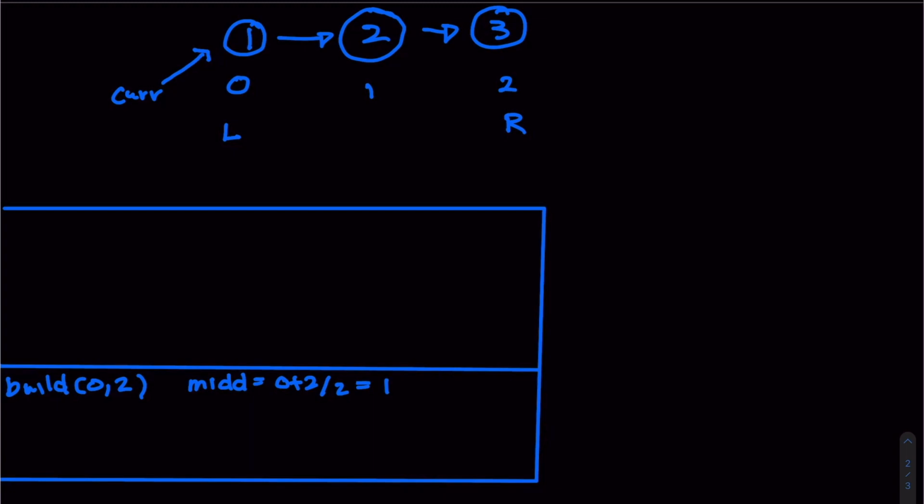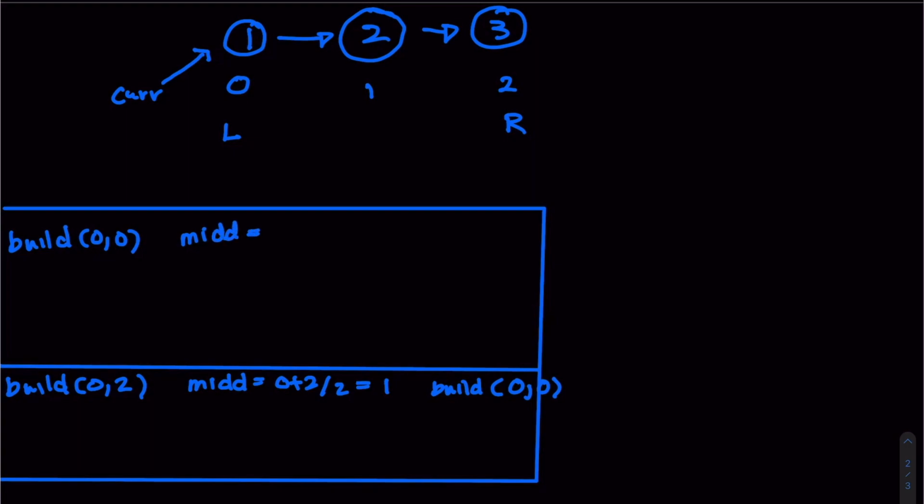And now what we'll do is make a call to build on the left side. So I'm going to say build on my left side, which is 0 to mid minus 1, so mid minus 1 ends up being 0. And now I go up to my stack frame here and I say let's go ahead and build on 0, 0. When I do this, now I want to do the same idea. Let's choose the middle index again.